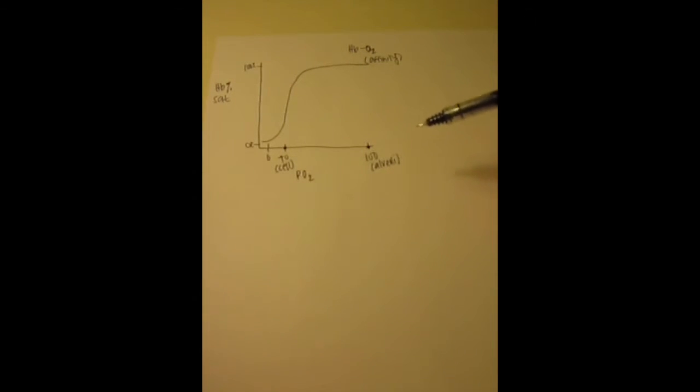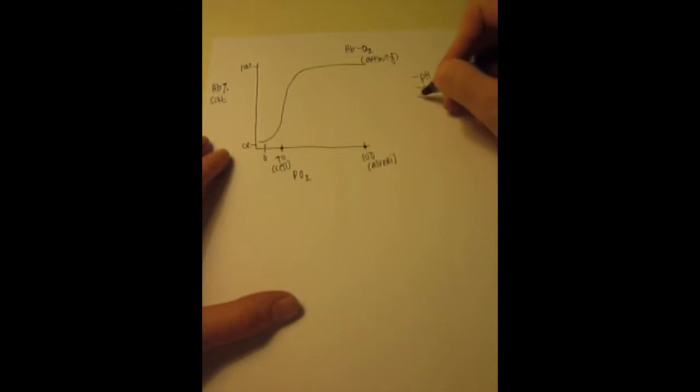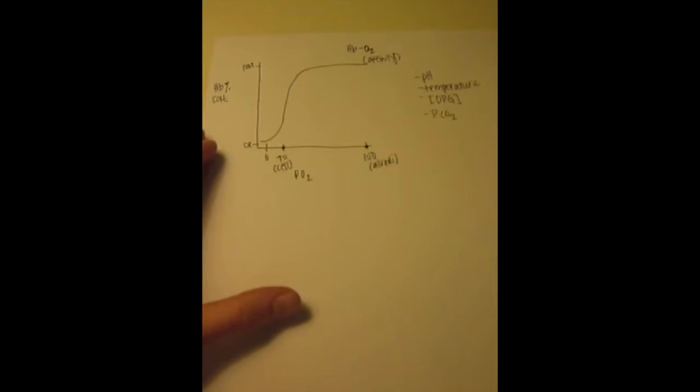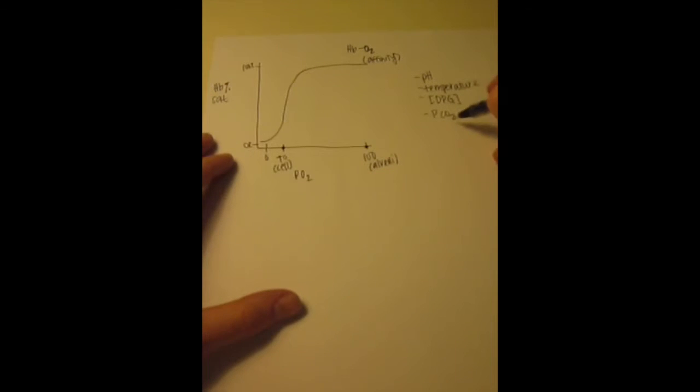So like I said before, the specific factors that are going to affect this are your pH, your temperature, your concentration of DPG, and your partial pressure of CO2. I don't know if you guys have ever seen this partial pressure of CO2 thing, but it means the same thing as concentration, except because it's a gas, it has to be a partial pressure. So that's what PCO2 means, if you weren't aware of that.